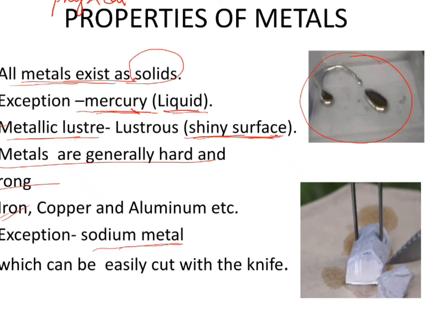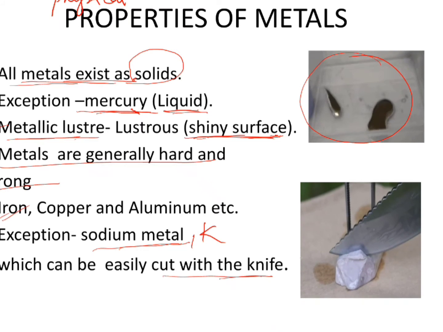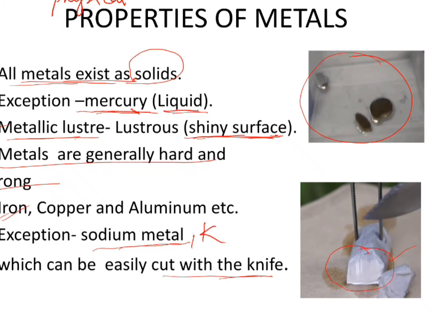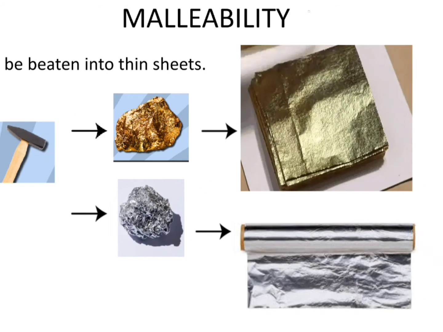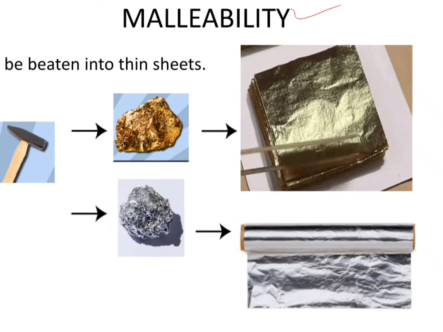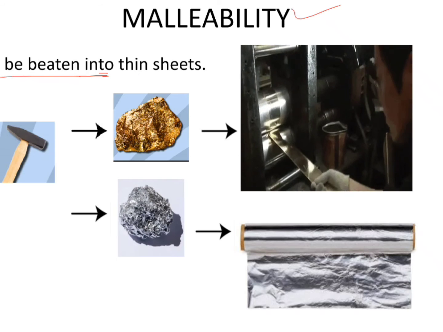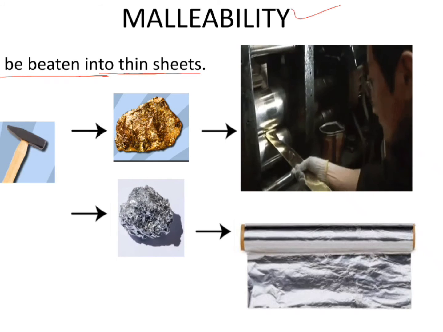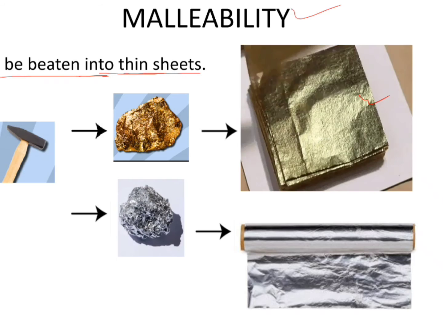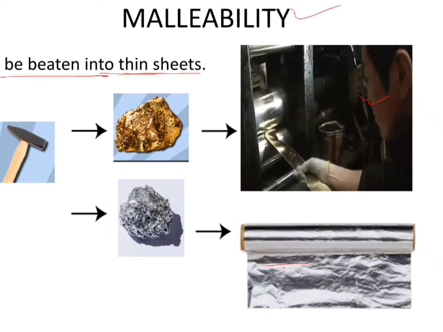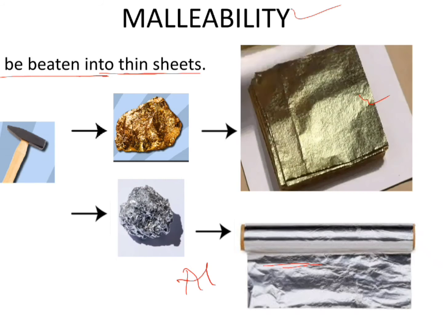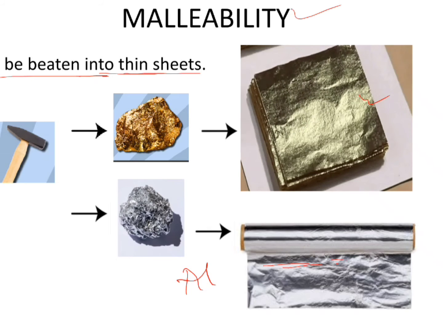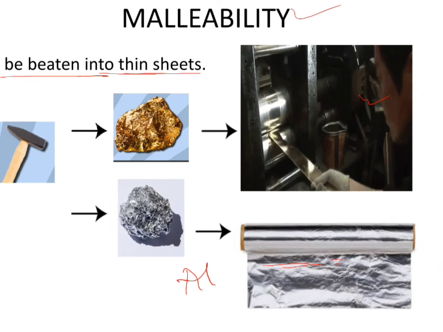There are metals like sodium and potassium. They are so soft that they can be cut with a knife. Here you can see the sodium metal, which is sliced easily. The next property, malleability, means it can be beaten into very fine thin sheets. Here you can see the gold foils, which are so thin and yet strong. Similarly, aluminium is rolled into thin sheets which are used for wrapping food and for different decorative purposes.